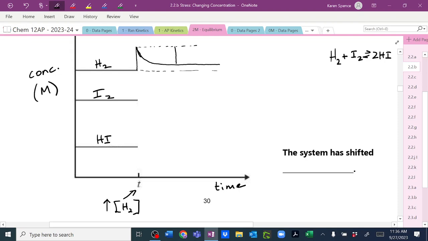Now this distance here, I'm going to call it X because I don't know how much it is, okay? What's going to happen to the concentration of I2? It's going to drop also by X because we have a 1 to 1 ratio. So I'm going to draw my little line here. I need it to end at, does that look like the same amount? Sure, we'll say close enough.